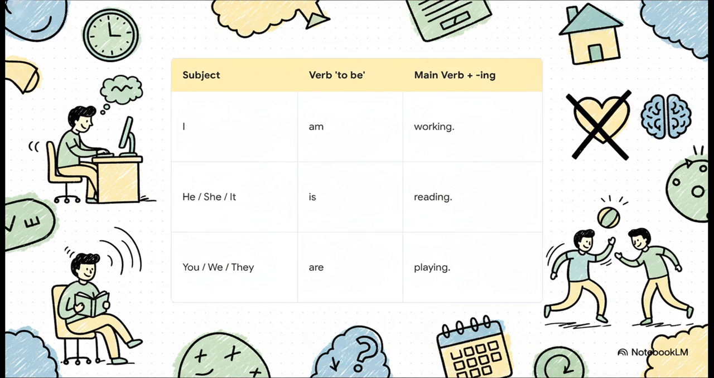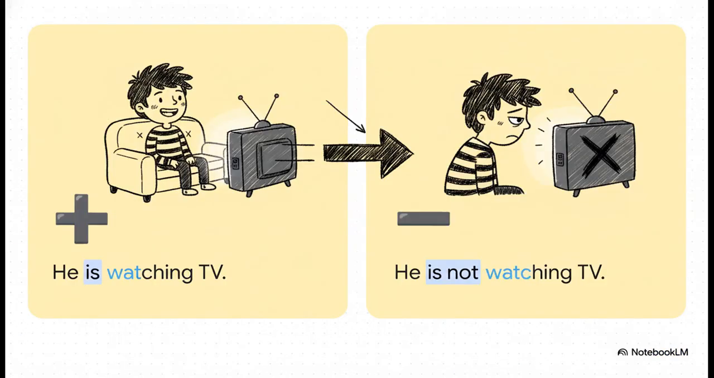It's really that easy. So, what if you want to make it negative? It's even easier, if you can believe it. You just pop in one little word, not. He is watching TV becomes he is not watching TV. The rest of the sentence stays exactly the same.